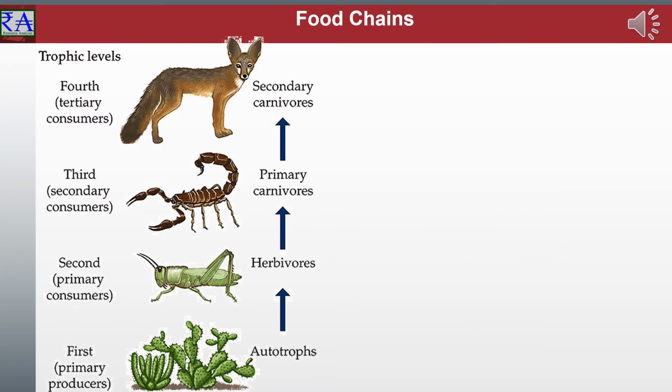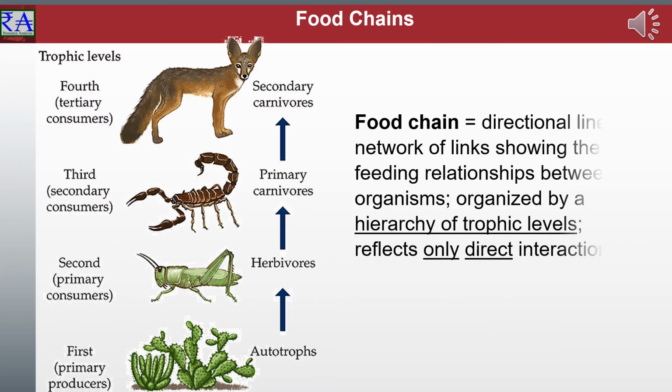Food chains are all about the direct interactions. When I talk about a grasshopper and its successes in the food chain, I am not talking about the fox. That is an indirect interaction, but only when we term it in the interaction web.